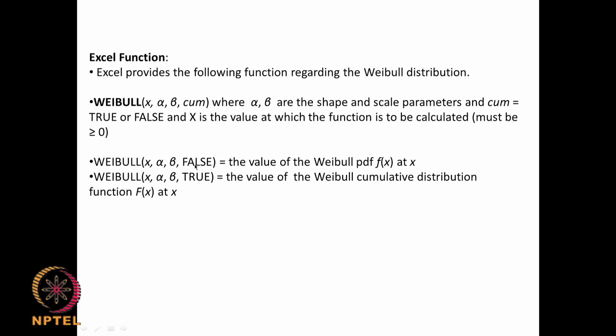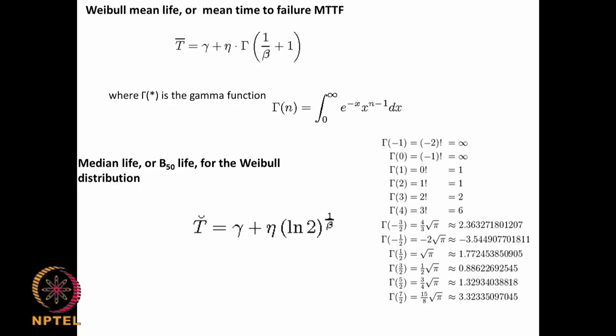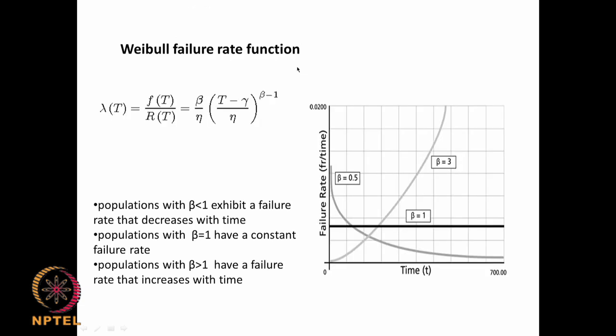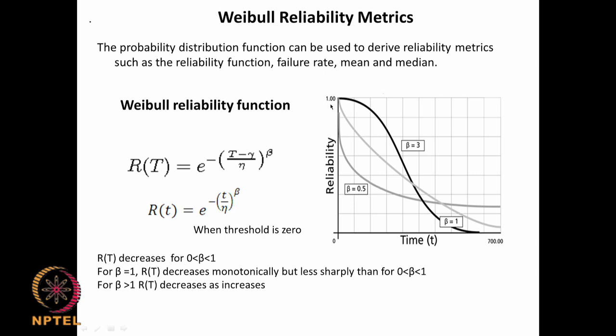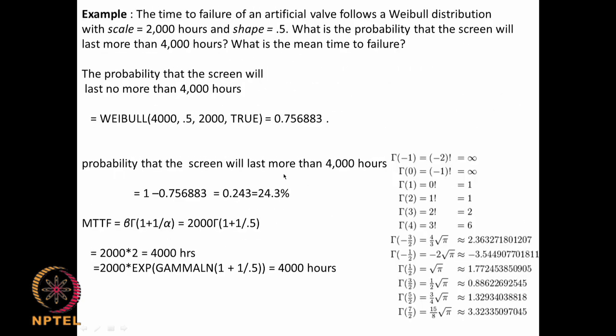Okay. If you give it as false, then it gives you the value of the probability density function f(x) at x. If you give it as true, then it gives you the Weibull cumulative distribution function, okay, at x. So, if you give true, it gives cumulative, if you give false, it gives the actual value. Okay, we will look at some problems as we go along. So, we have defined quite a lot of terminologies here. One is called the mean time to failure, the other is called the Weibull failure rate function, and the other one is called the Weibull reliability function. Okay, let us look at some problems, and that will make things much clearer.